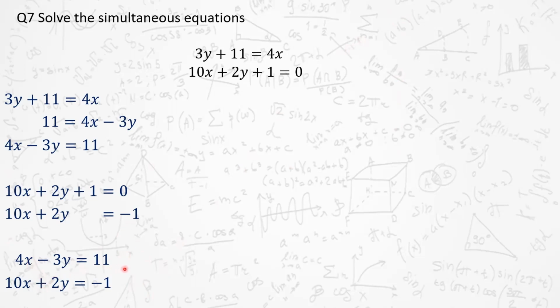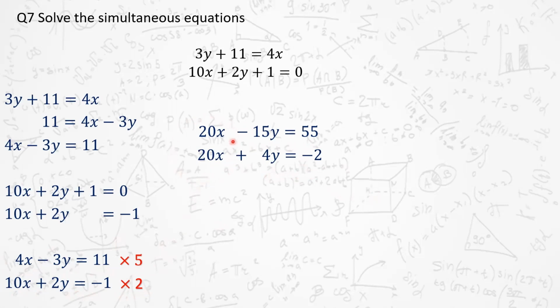To make x term the same, top equation need to be timed by 5. Bottom equation need to be timed by 2. So I make 20x. Then I have 20x minus 15y equals 55. So top equation, every single term timed by 5. Then bottom equation, every single term timed by 2. I have 20x plus 4y equals minus 2.